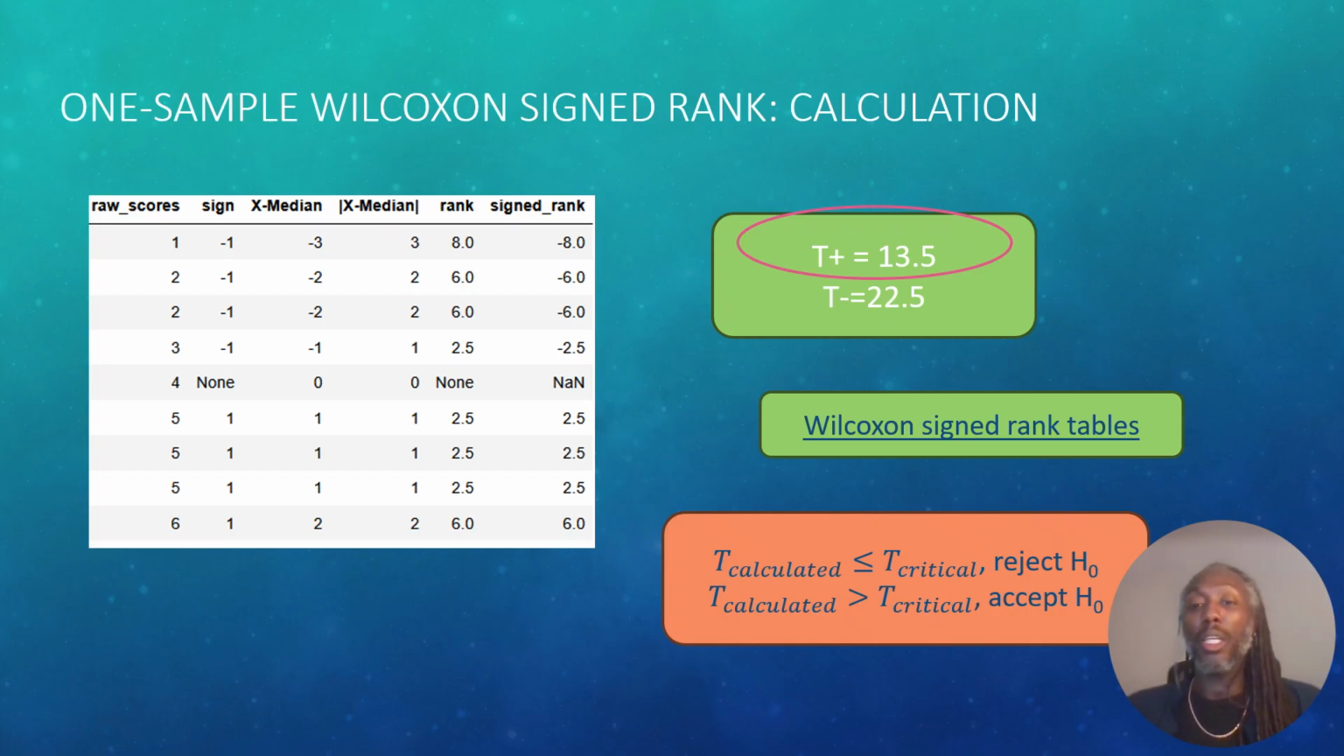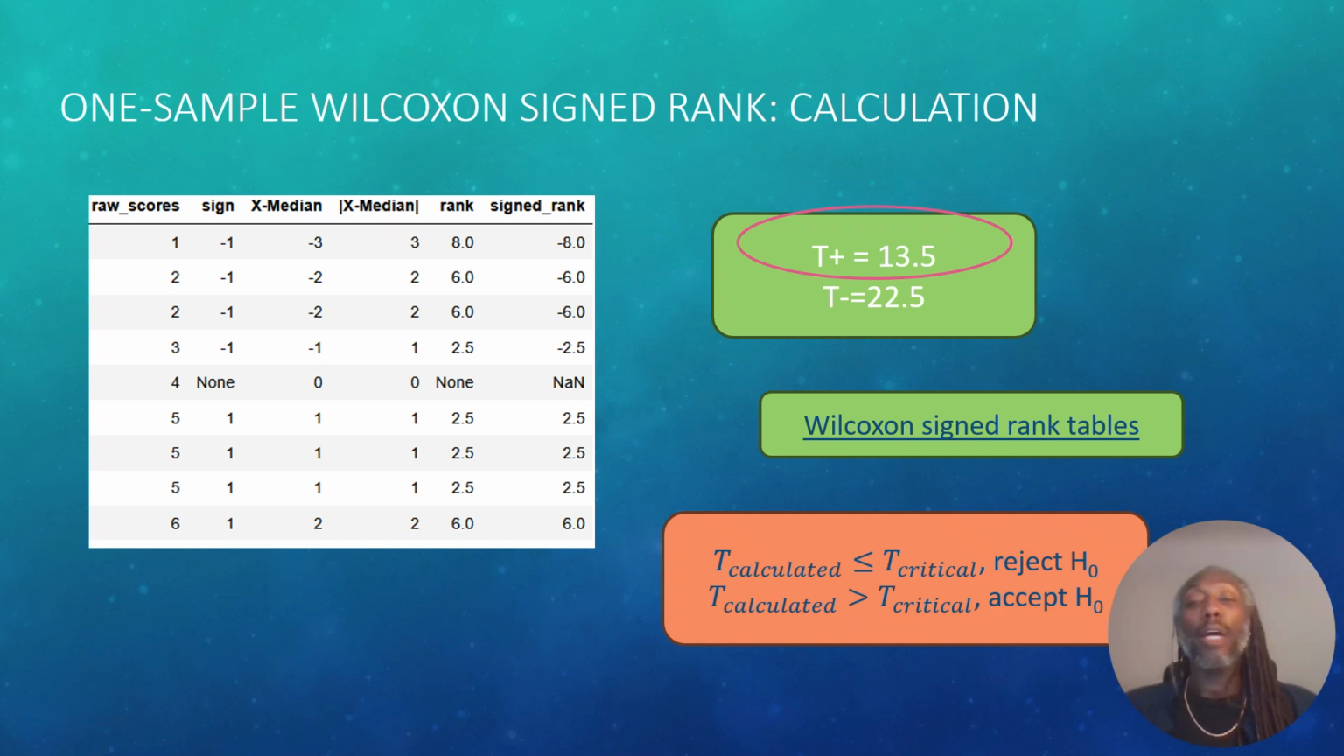That is going to be the one that we calculate, and then we take a look at a table, right? Now, this one is different from the t-test and the z-test. With the t-test and z-test, if our calculated value is greater than our critical value, then we reject our null hypothesis. With the Wilcoxon Signed Rank test, if the value that we calculate is lower than the critical value, then we reject our null hypothesis, okay?